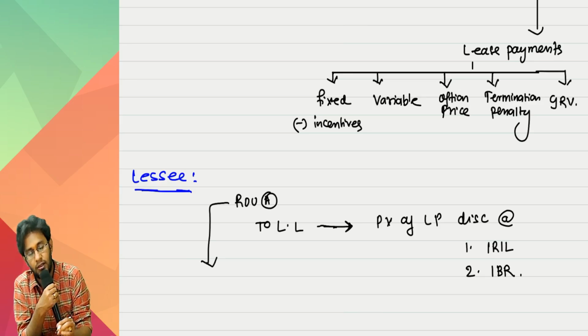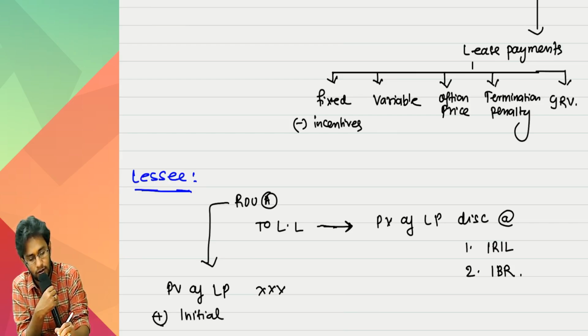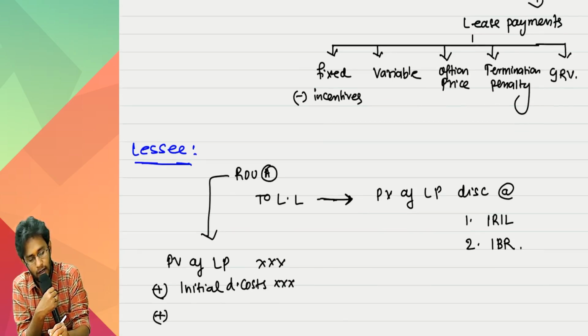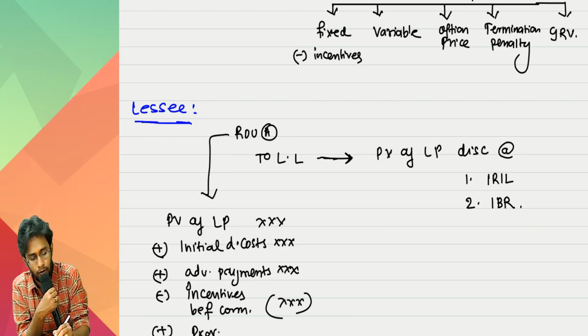Regarding ROU asset, the amount is the present value of lease payments, whatever you worked out, plus any initial expenses like initial legal cost and all that. Then add any advance payments made to the lessor before the commencement date, minus any incentives you have received from the lessor before the commencement date. To that also add any provision for decommissioning liability. That number will be the ROU asset.